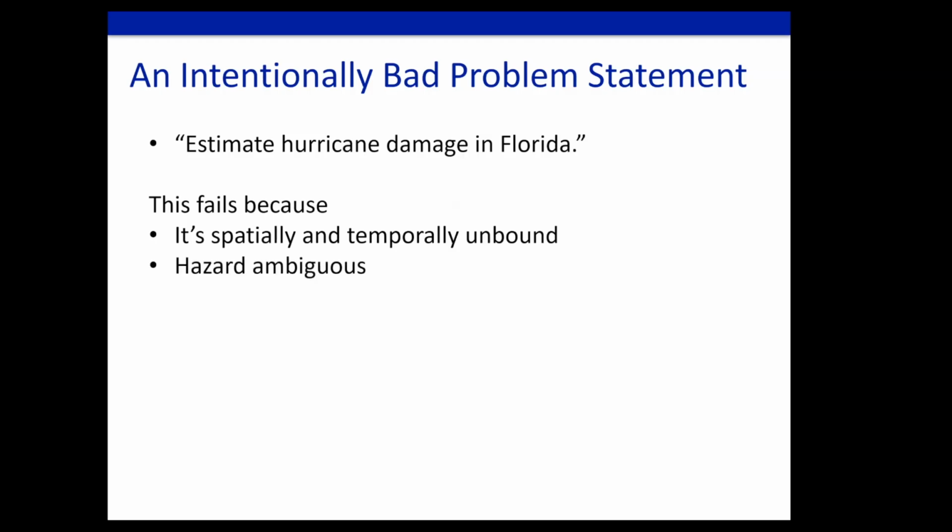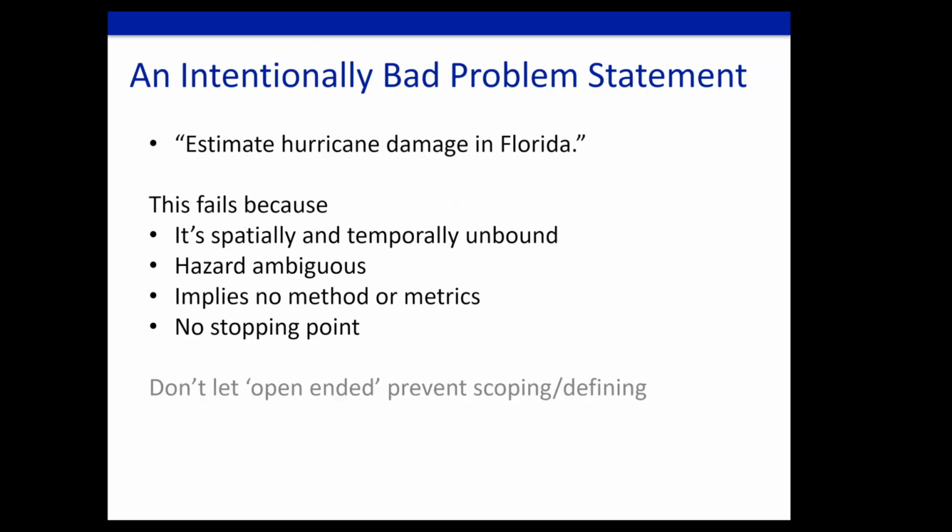The hazard is ambiguous. A hurricane's got wind, surge, flooding, heavy rainfall, tornadoes, right? So estimate hurricane damage from what about the hurricane? It implies no method or metrics. What do you mean by damage? Is this insured losses? Is this dollars and cents? Is this physical damage to residential infrastructure? Is it how many windows broke in high-rise buildings, right? It's undefined. There's no stopping point. It kind of goes to the temporal unbounding in the first bullet. But you've got to box yourself in about the time frame you're talking about, or a specific event, or projecting.